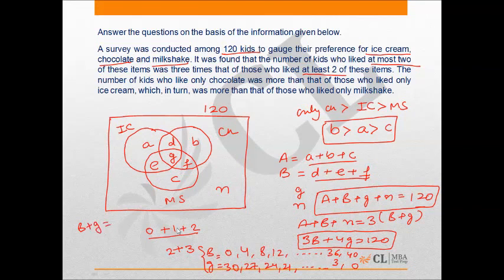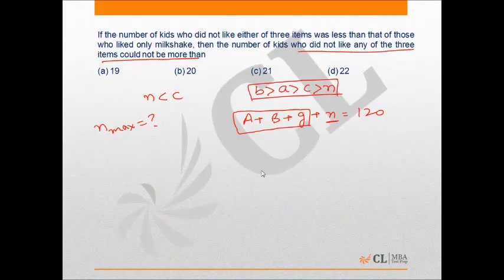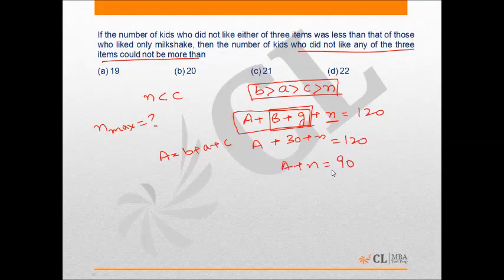Okay, one thing more, from the values of B and G, I could say that the minimum value of B plus G will be 30, 0 plus 30 is, and the maximum value of this summation will be 40, right? So from here I will take the minimum of B plus G, which is 30, right? A is summation of B plus A plus C. Okay, from here I will get A plus N as 90.